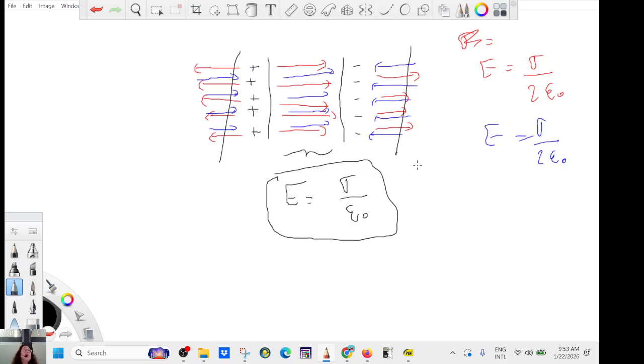Agree? So it's just an application. And you see, it does not depend on the distance. And again, sigma will be the charge divided by the area. So that will be positive charge. That will be minus Q. Plus Q minus Q. Okay?